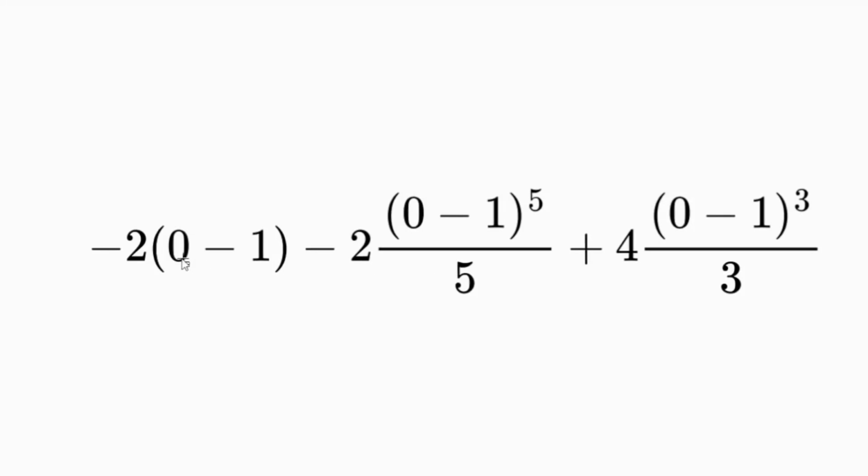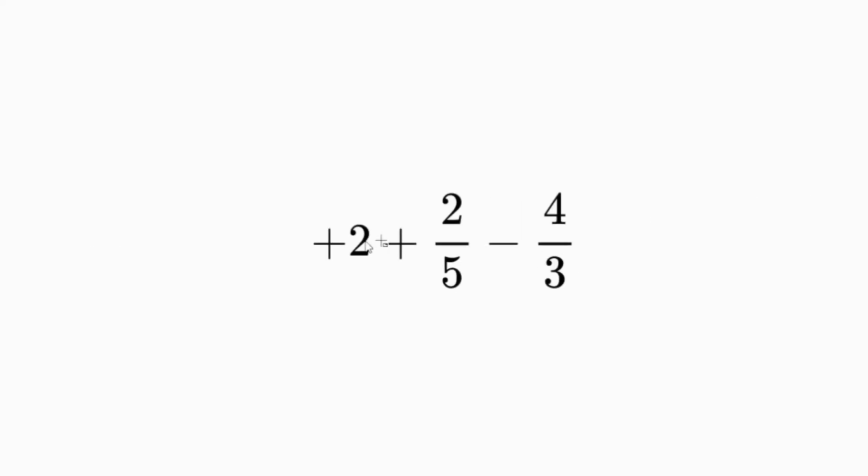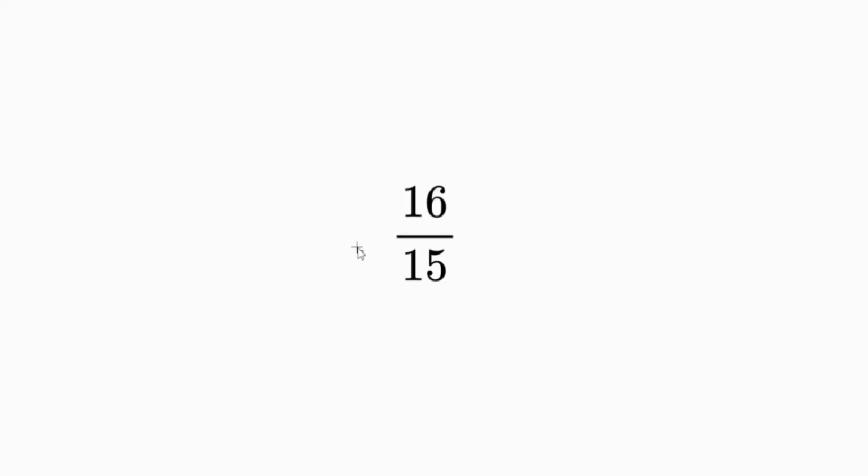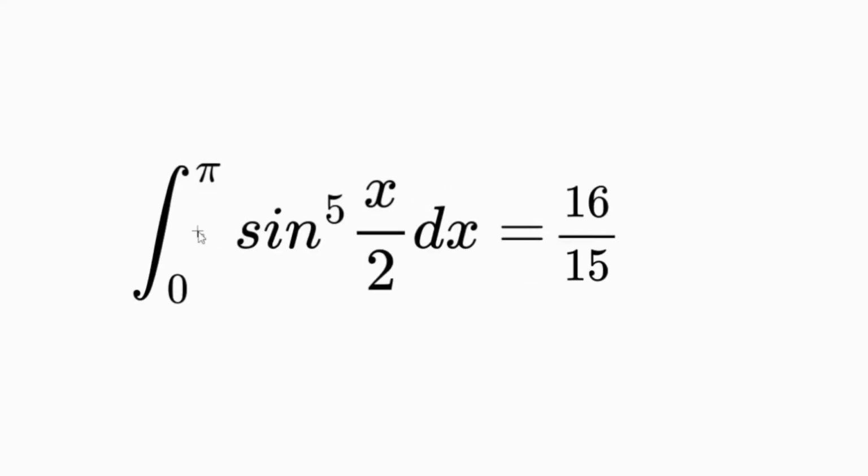By applying the limits, we will get minus 2 times (0 minus 1), minus 2 times (0 minus 1) whole power 5 divided by 5, plus 4 times (0 minus 1) whole power 3 divided by 3. After calculating the powers, we will get plus 2 by 5 minus 4 by 3, which is equal to 16 over 15. So our solution is 16 over 15.